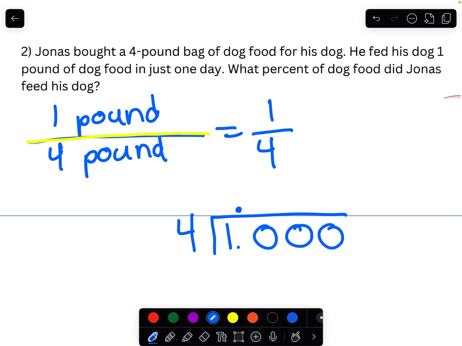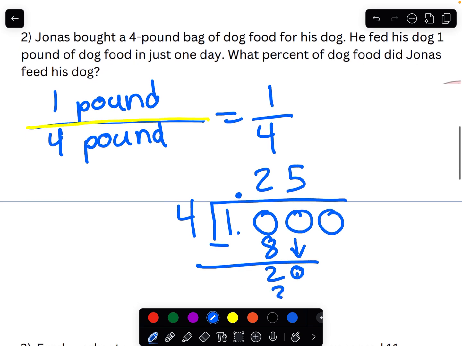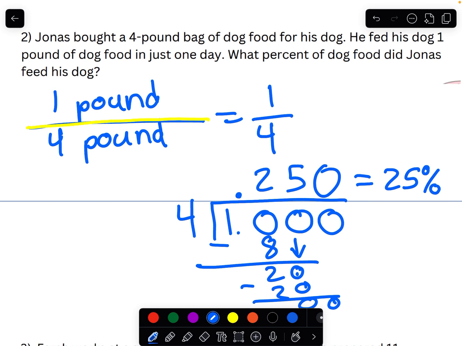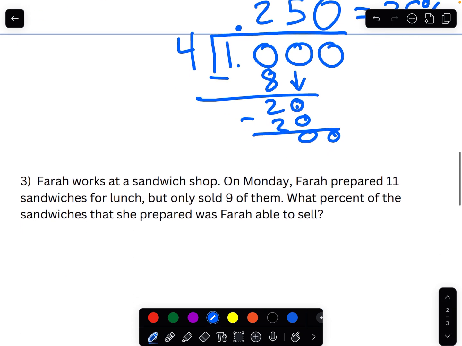Let's get to it. How many times does 4 go into 10? It goes into 10 2 times. 4 times 2 is 8. Subtract 10 minus 8. We get 2. Bring down 0. How many times does 4 go into 20? 5 times. What's 4 times 5? It's 20, and it looks like we are at the end. Our answer is 0.250, which is the same as 0.25, which is the same as 25%. So Jonas fed his dog 25% of the dog food that he bought.